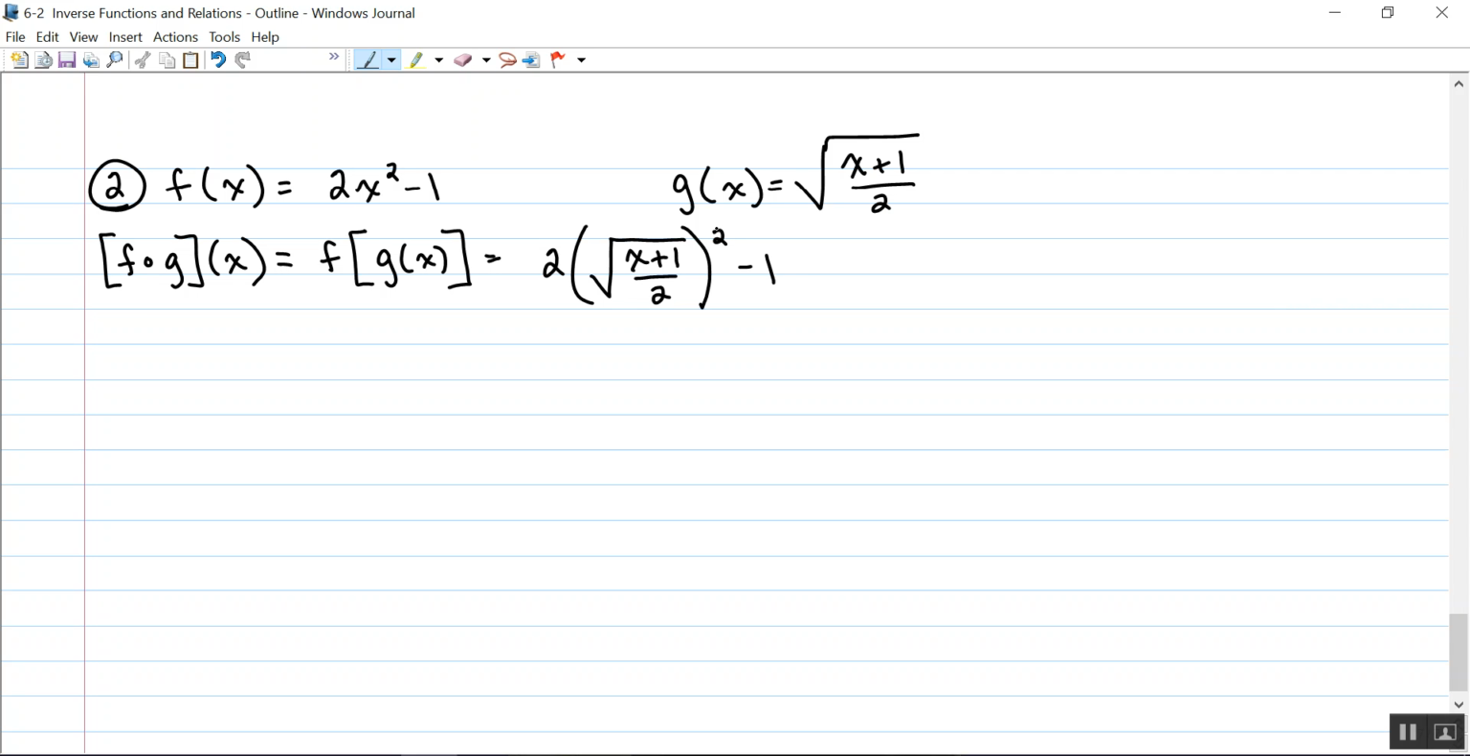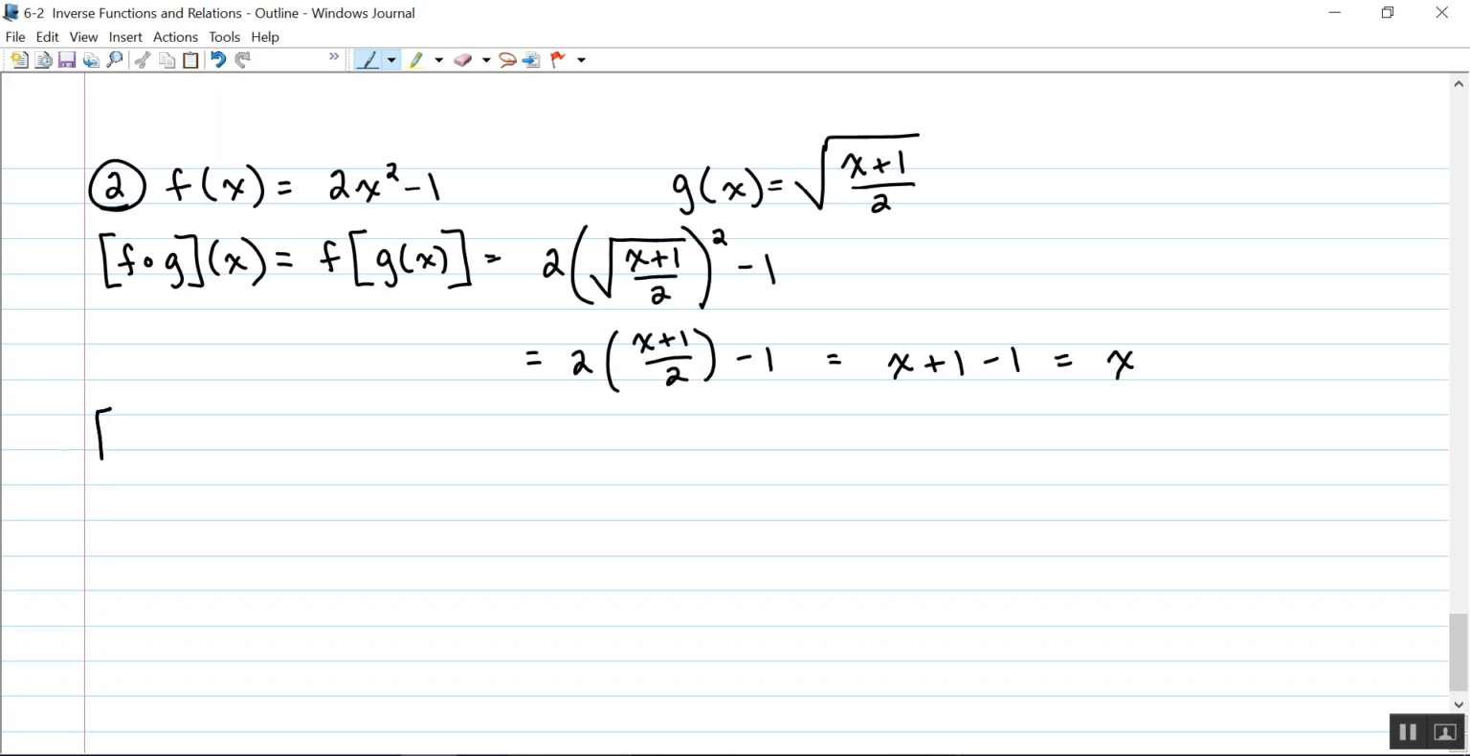So when I square this square root, just PEMDAS, the square and the square root cancel each other out. So I'm going to have 2 times (x plus 1) over 2, and then minus 1. Simplifying that, 2 times (x plus 1) over 2, the 2's cancel out, so I have x plus 1, and then minus 1, and that is indeed equal to x. Okay, so f of g of x equals the identity function, equals x.